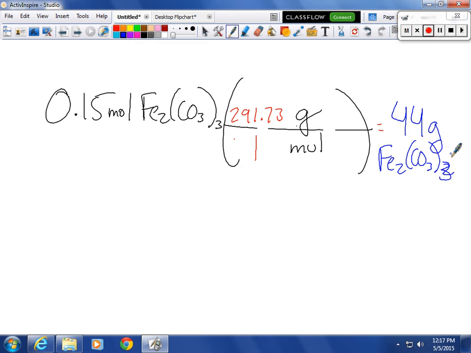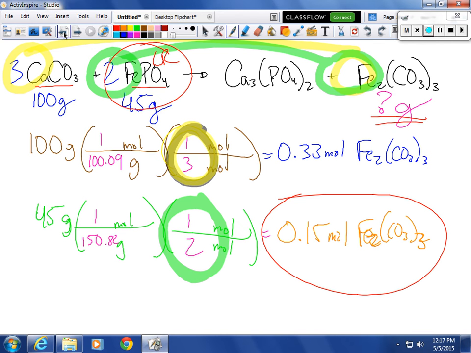And then how much excess? Now this has nothing to do with excess. Oh, that was what the question was. So if I go back and look in the top right hand corner, the question said how many grams of iron 3 carbonate are produced. That's why we went to grams of that.